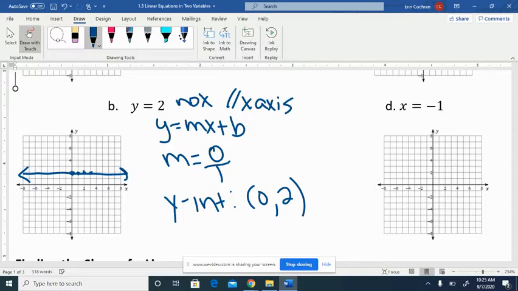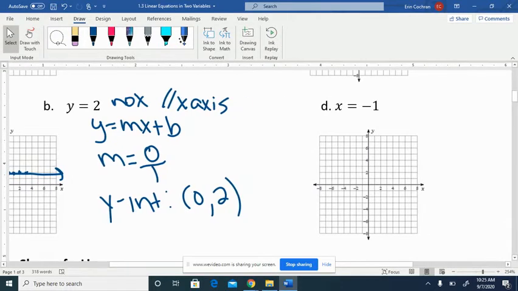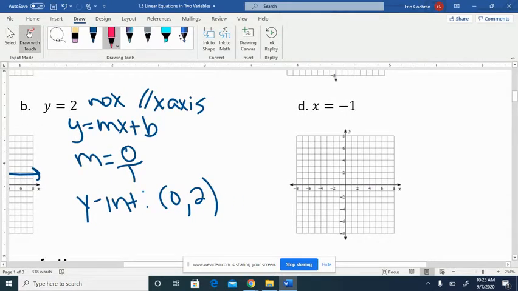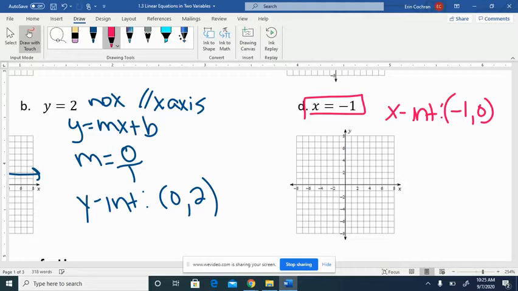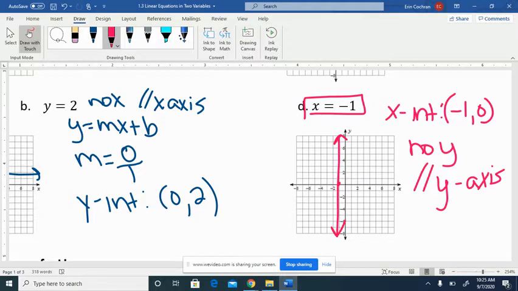Okay. So as you look at D here, you notice x is negative 1. We have no y-intercept here, but we do have an x-intercept. So my x-intercept is actually negative 1, comma 0. Now we have no y, so we have to be parallel to the y-axis. So we have a vertical line here. Now, if you notice this, we have no y, so we actually have no slope also, or an undefined slope.